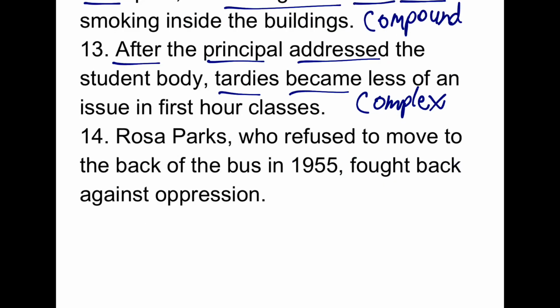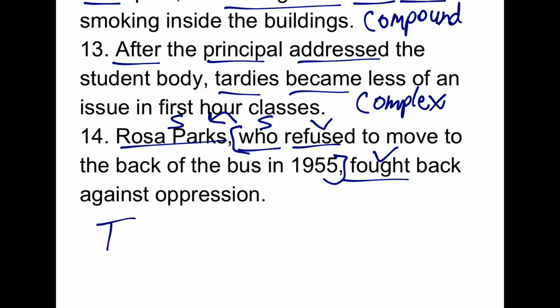14. Rosa Parks, who refused to move to the back of the bus in 1955, fought back against oppression. Rosa Parks is the subject, fought is the verb. But there's an additional subject and verb inside of this relative clause. And this entire relative clause is telling you about Rosa Parks. Because we have an independent clause with a dependent clause right in the middle of it, this is a complex sentence.